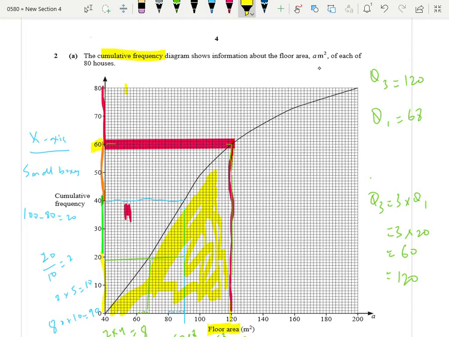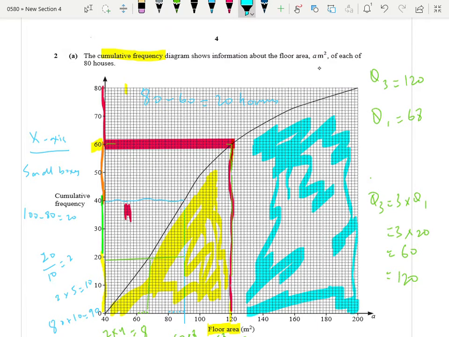These 60 houses do not have area beyond 120 meter square. But those 20 houses, 80 minus 60, are lying in this particular range over here. So they have area more than 120, as you can see, and ranging up to 200 meters square.